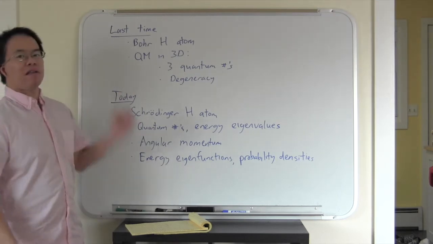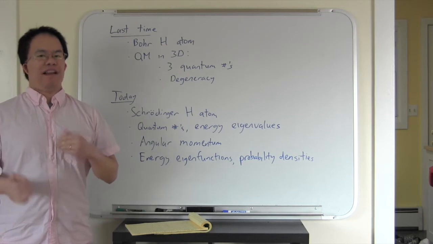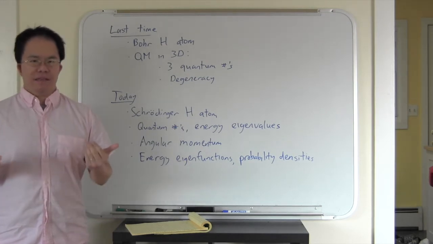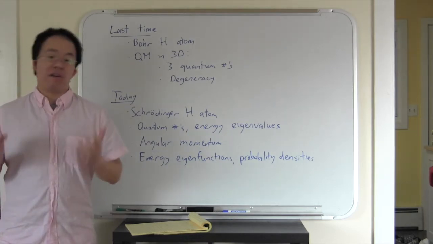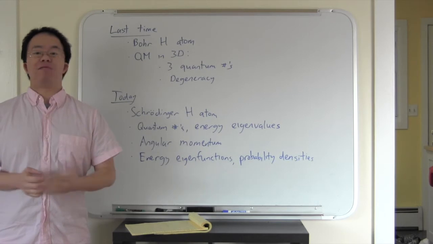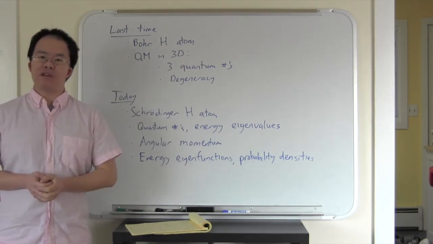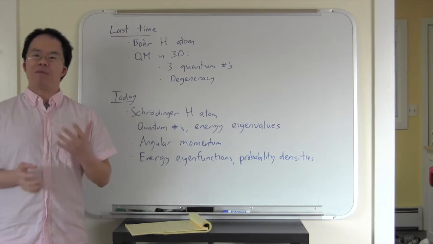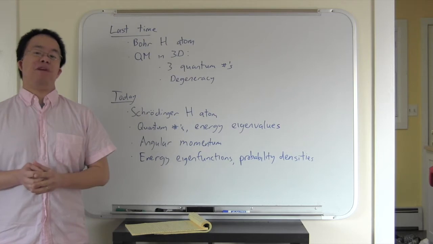Last time we talked about the Bohr hydrogen atom. We wrapped up our discussion, looked at energies and spectra and angular momentum quantization. We also started to talk about quantum mechanics in 3D, how you can generalize the time-dependent and time-independent Schrödinger equations to 3D. And we briefly looked at the 3D version of the infinite square well.